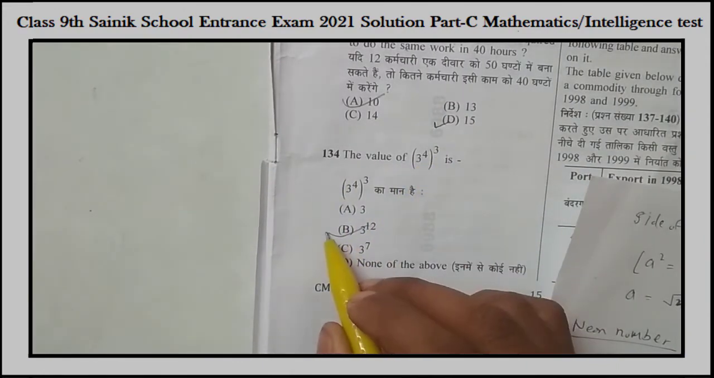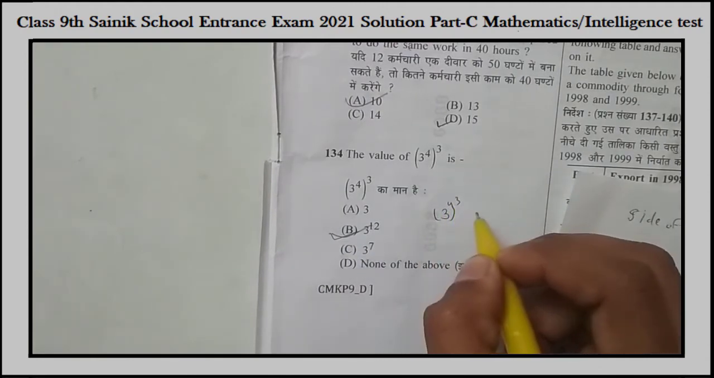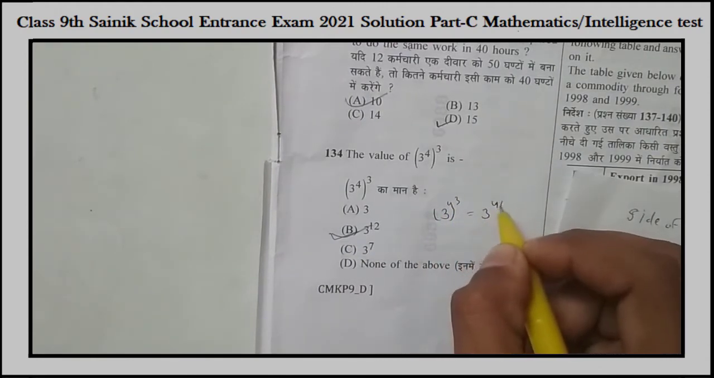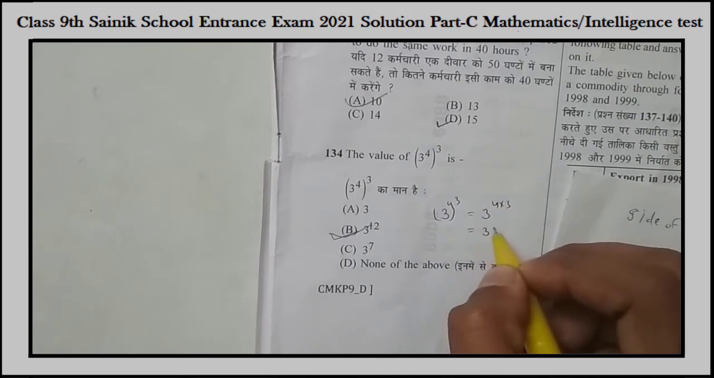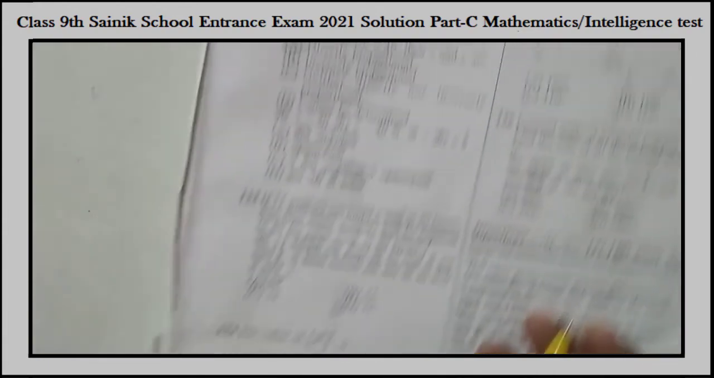The next question is the value of 3 raised to the power 4 raised to the power 3. So the correct option is option number B. How? 3 raised to the power 4 raised to the power 3 is equal to 3 raised to the power 4 multiplied by 3, equal to 3 raised to the power 12. So this is the right answer.